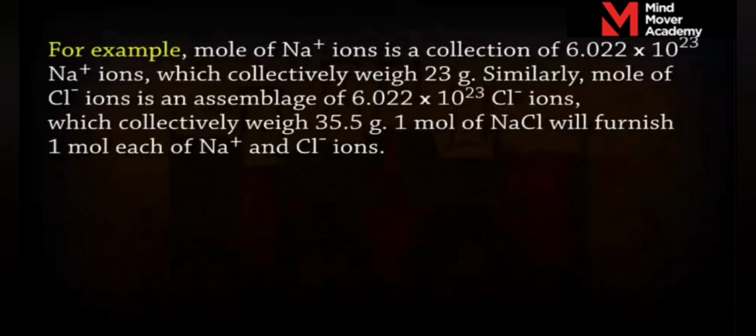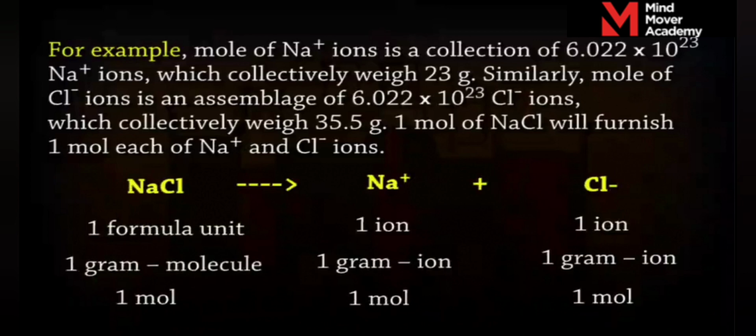For example, a mole of Na+ ions is a collection of 6.022 × 10^23 Na+ ions, which collectively weigh 23 grams. Similarly, a mole of Cl- ions is an assemblage of 6.022 × 10^23 Cl- ions, which collectively weigh 35.5 grams. 1 mole of NaCl will furnish 1 mole each of Na+ and Cl- ions.